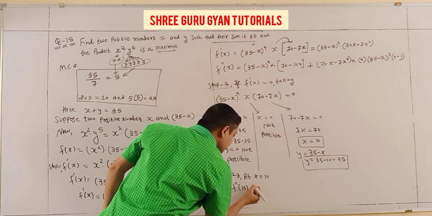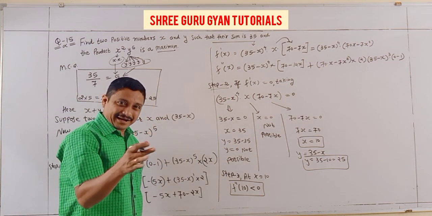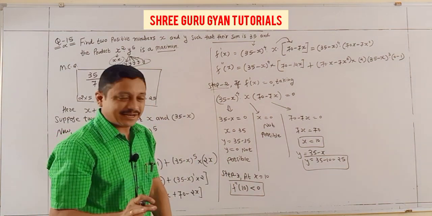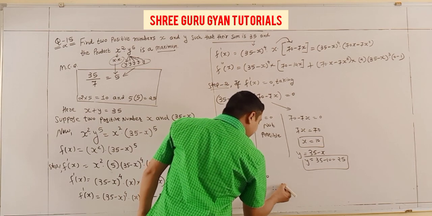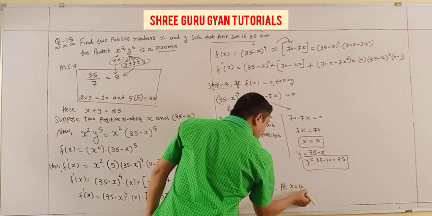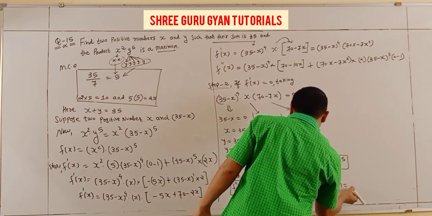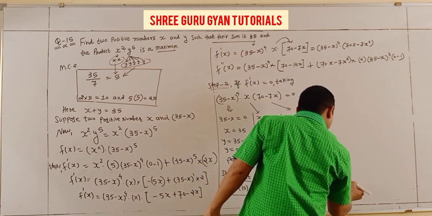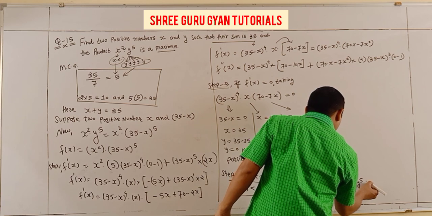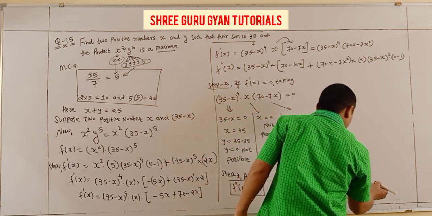And at the last end, the answer is less than 0. Don't worry, you also write down the answer. So finally at x equal to 25, your f(x), what is your f(x)? Initially x squared y raised to 5 is what? Maximum.